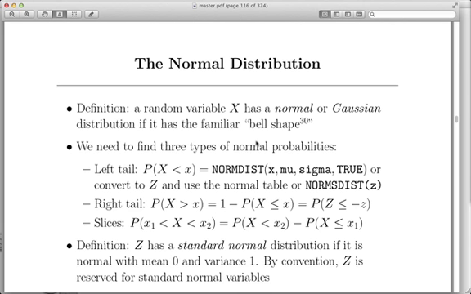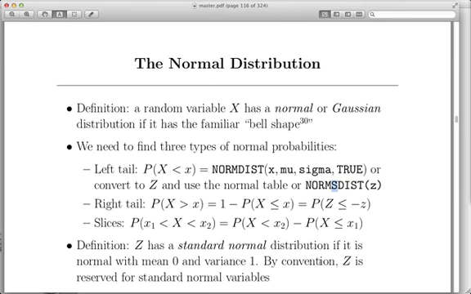Okay, so let's talk about these two options. Excel offers some functions for evaluating areas under the normal curve. There's two functions, NORM.DIST and NORM.S.DIST, and we can use either one. Let's talk about the difference between these. NORM.DIST does normal distributions. NORM.S.DIST, the S in here, stands for a standard normal distribution.